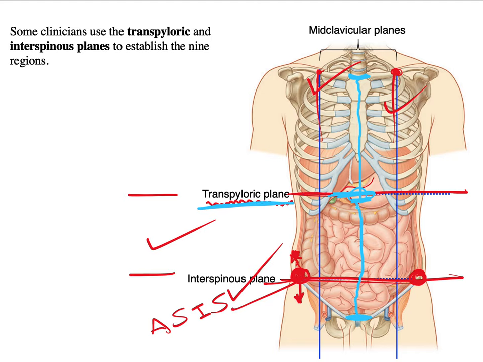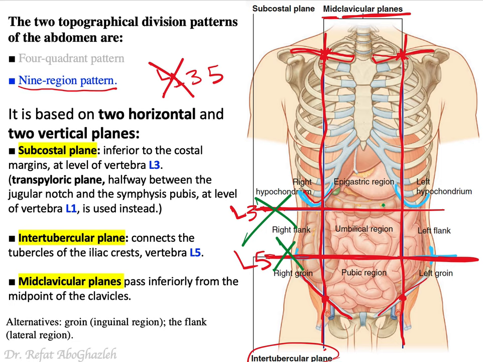Somebody can say, okay, I can't expose the patient. It's too long. Okay, there's another way to locate the transpyloric plane. You know the xiphoid process? You can palpate it. You know the umbilicus? This is the umbilicus. Also, the midway between the xiphoid process and umbilicus is the transpyloric plane, which is what I prefer. Very simple.